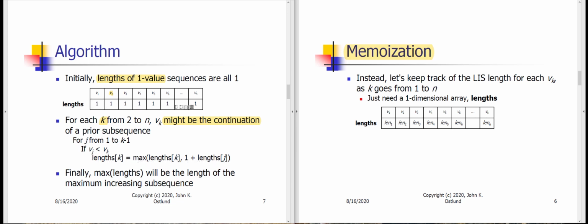Now, once we have turned the handle and gone through all of these increasing values of k from 2 up to n, then if we look back through this lengths array, whatever the maximum value of the lengths array is, that's going to be the length of the maximum increasing subsequence. Okay, so let's walk through this step by step.